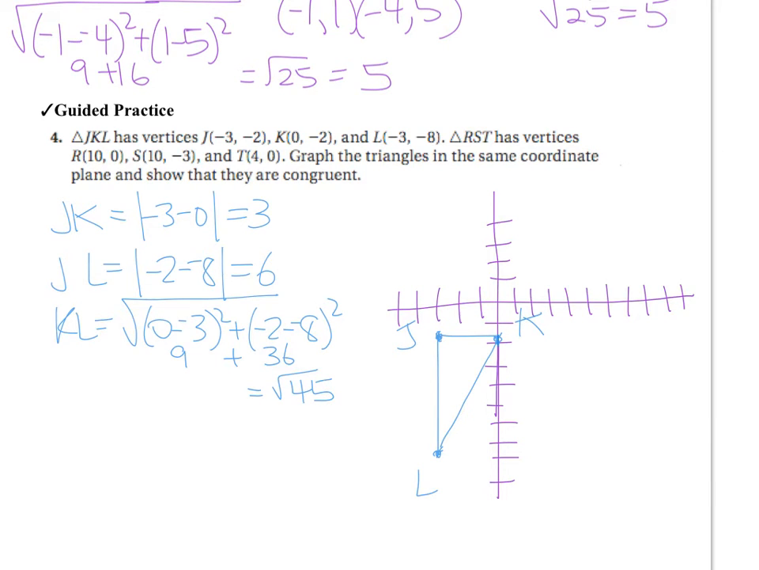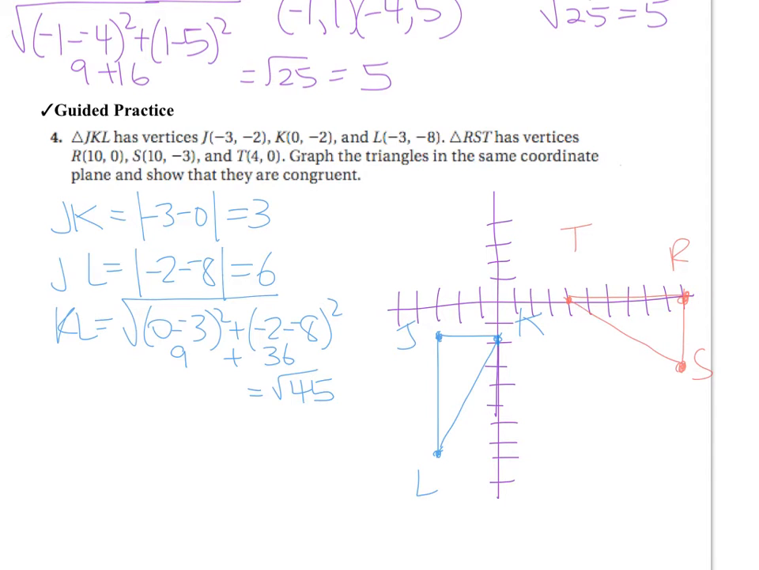Okay, now let's change colors. We'll make this one red. And check out RST. R is 0, 10. S is 10, -3. And T is 4, 10. So for them to be congruent, I need side, side, side.